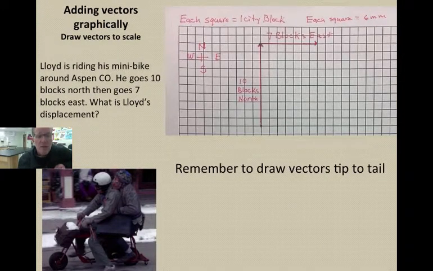Okay, so the next thing we need to do is draw our vectors on the graph paper. As indicated in the steps, the length of the arrow is going to give us the magnitude, and the direction that it's pointing is going to be the direction. So I've drawn our 10 blocks north, which was our first vector, and then I've drawn the 7 blocks to the east as shown here on the graph paper. So here I got my 10 blocks north, and then I got 7 blocks east.